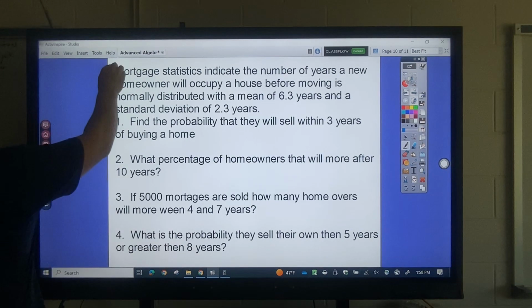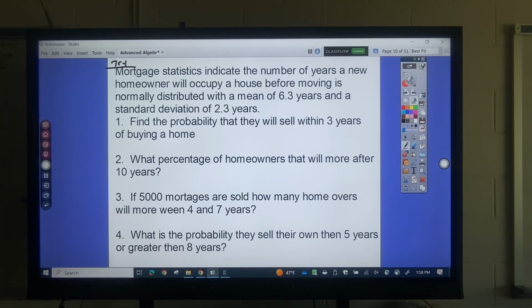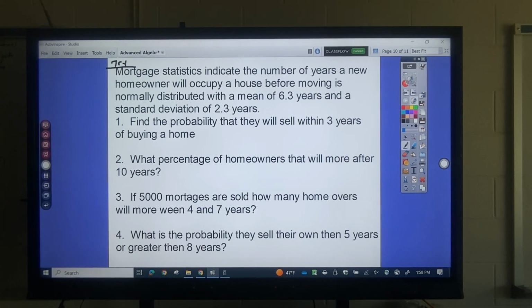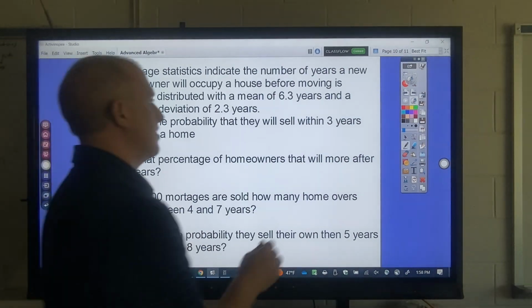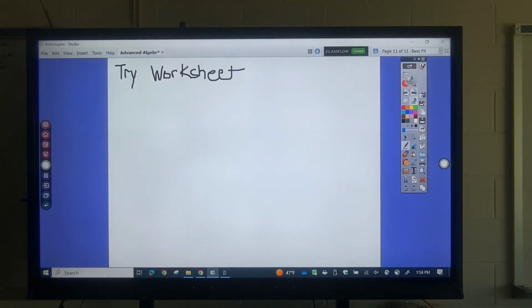So we're going to go ahead and try this one. Go ahead and try this one on your own. You can practice that one, and we'll go over that in class. And then there's an additional worksheet for you to practice.